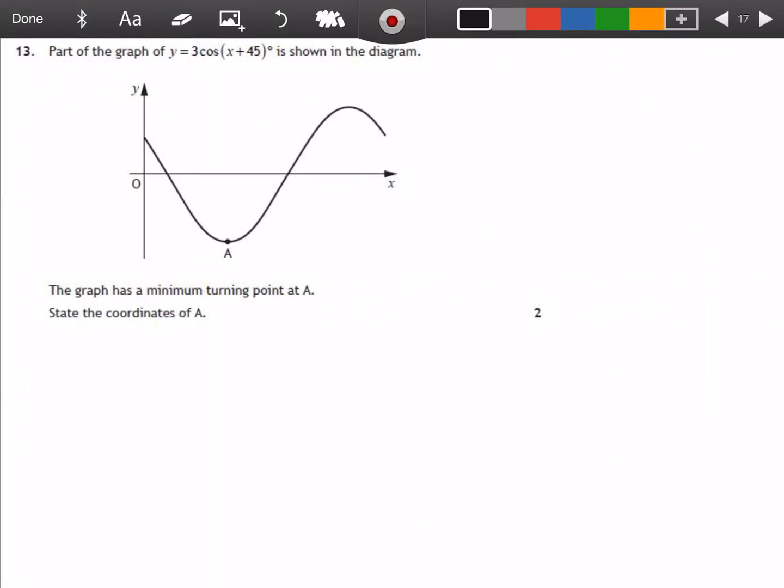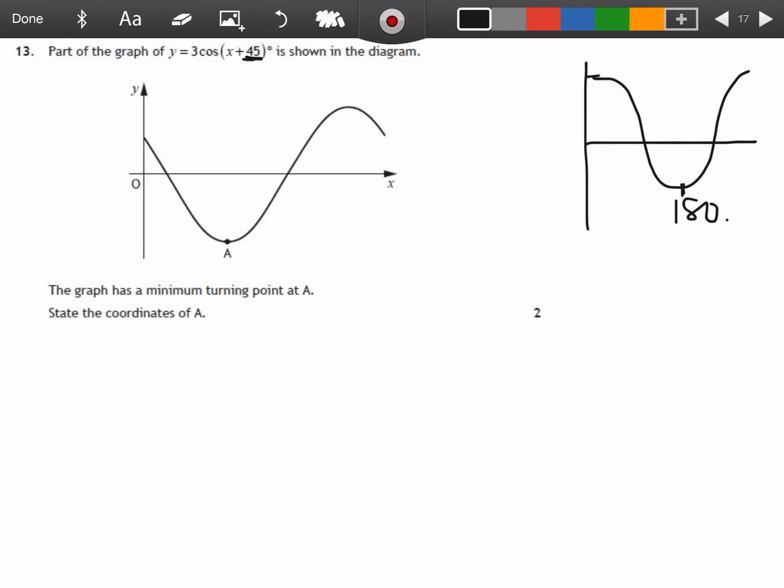Right, let's see. See this 45 here? That changes the normal cost graph. Let's think of what a normal cost graph actually looks like. The normal cost graph starts at the top, goes down and back up. And the turning point here would normally be 180. That's what a normal cost graph looks like. This plus 45 has basically taken this graph and shifted it 45 degrees in that direction, towards the negative direction of the number line. So that's why the graph looks a bit more like this.